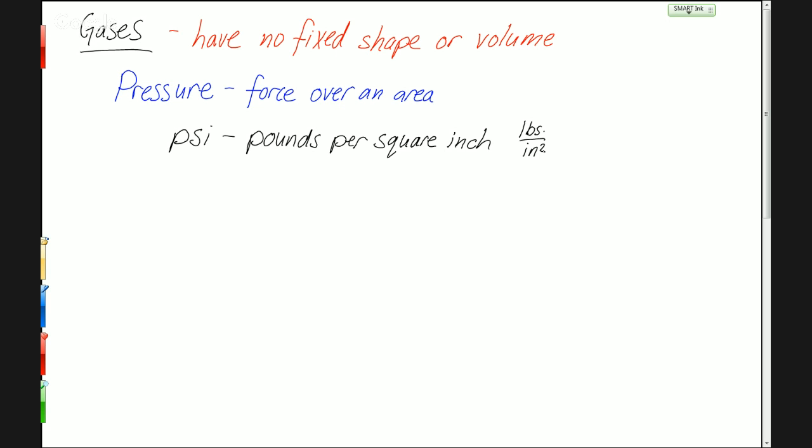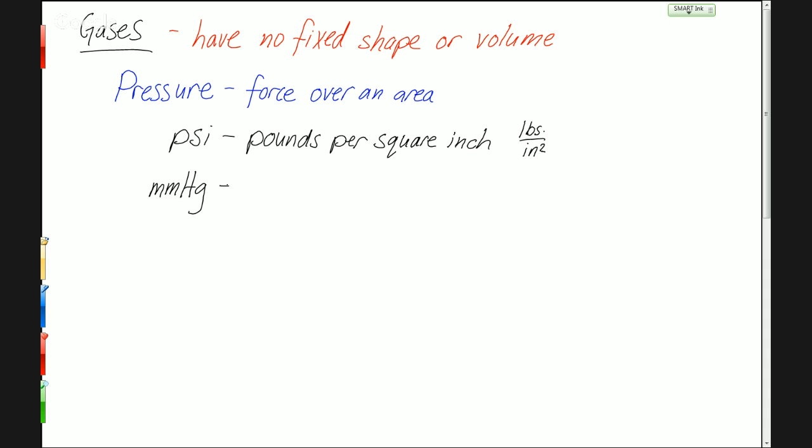Now, do you think we'll use pounds per square inch a lot in this class as our measurement of pressure? Yeah. Probably not. Why not? Well, we usually don't use the English units for stuff. We usually stick with more metric units. So there are a couple of units that we use more commonly. One is this one.